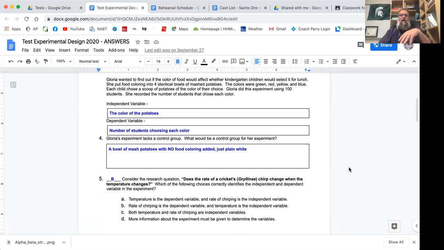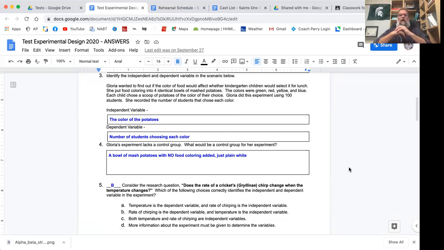In scenario 3, Gloria wanted to find out if the color of the food would affect whether kindergarten children would select it for lunch. She put food coloring into 4 identical bowls of mashed potatoes. The colors were green, red, yellow, and blue. Each child chose a scoop of potatoes of the color of their choice. Gloria did this experiment using 100 students. She recorded the number of students that chose each color.